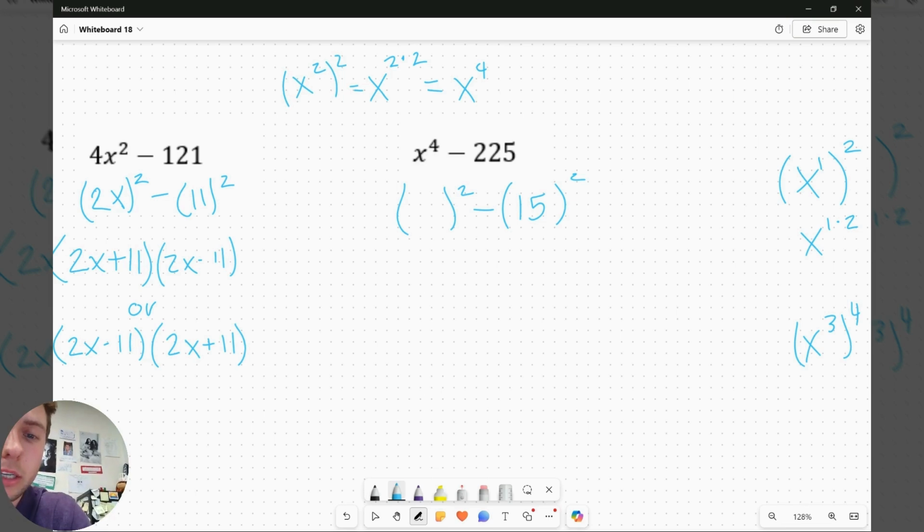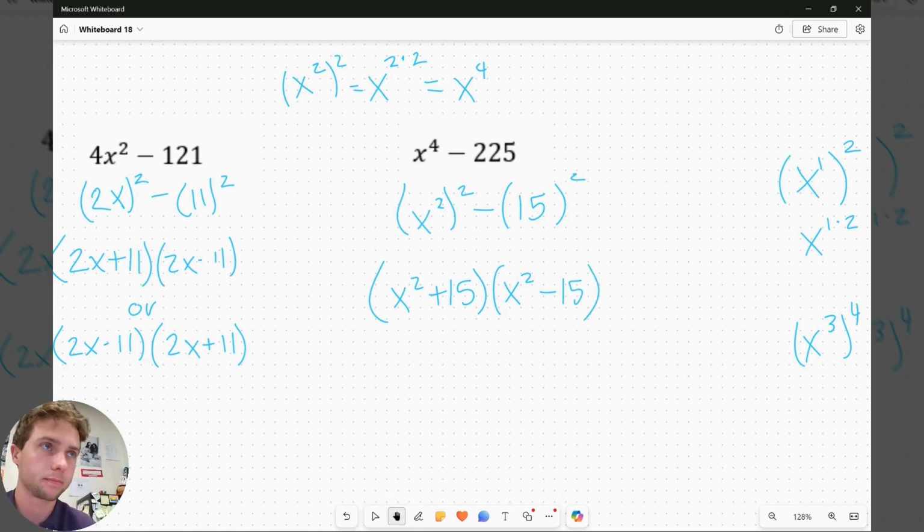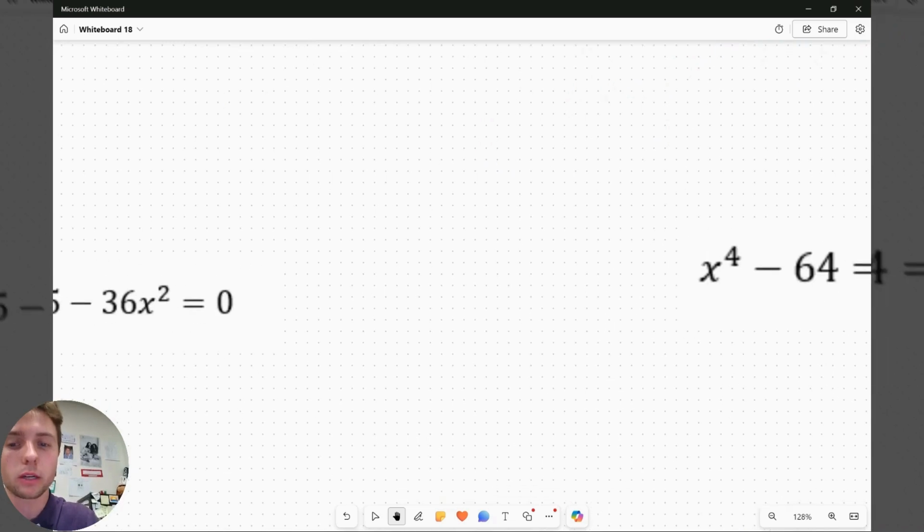So what we're allowed to do is change x to the fourth to be x squared, squared. It has multiple exponents. And then from there, putting it in your factored form should be quick. Again, taking whatever's being squared, adding it, and subtracting it. That is how we factor using difference of squares.